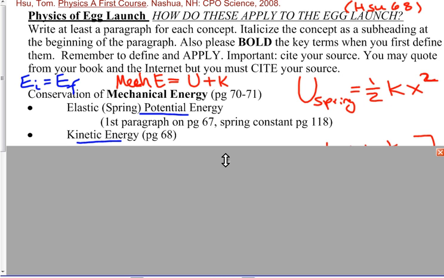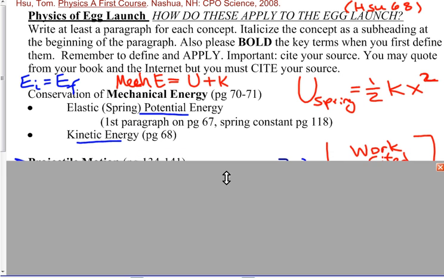So, the conservation of mechanical energy is defined as the sum total of the potential plus the kinetic. At first, we might say that it has no kinetic energy. That's true, since it's just sitting there in the egg launcher. And then it's released, and the elastic potential energy gets converted into kinetic energy.